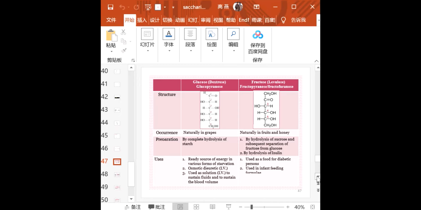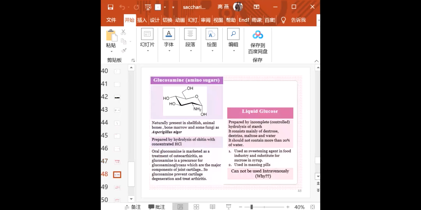And fructose can also be used in infant feeding formula for babies.